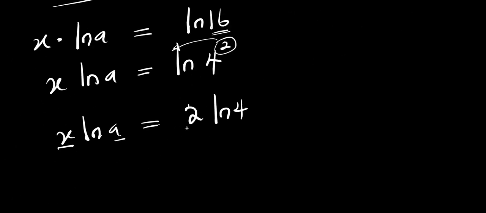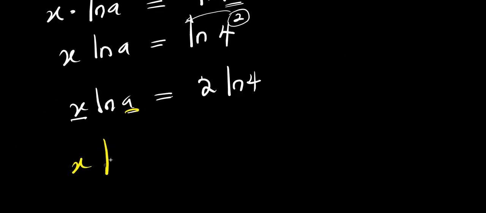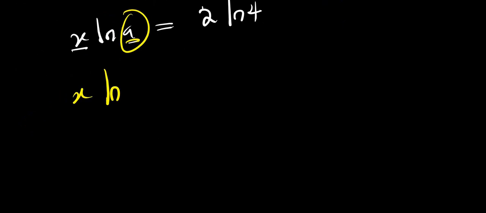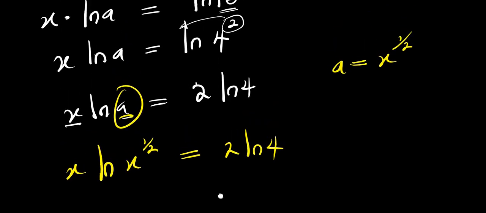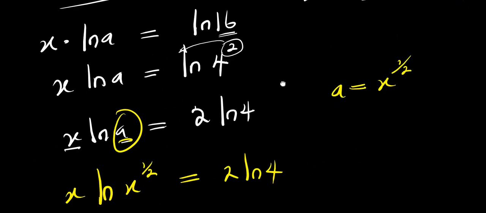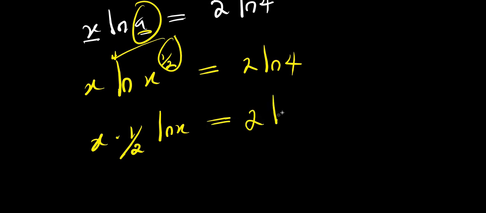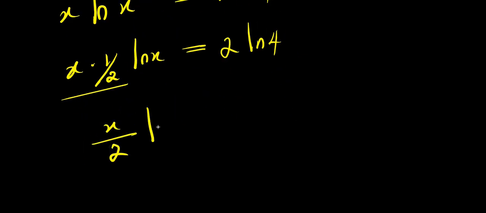I'm taking that up here from there, and I'm replacing it here. X times natural log of, instead of writing a here, a equals x power 1 over 2. Remember? Right here. So, I have x times natural log of x power 1 over 2 equals 2 times natural log of 4. So, based on this particular identity once more, natural log of a power b equals b times natural log of a. The half comes behind, so we have x times 1 over 2 times natural log of x equals 2 times natural log 4. If you multiply this, you have x over 2 times natural log of x equals 2 times natural log of 4.